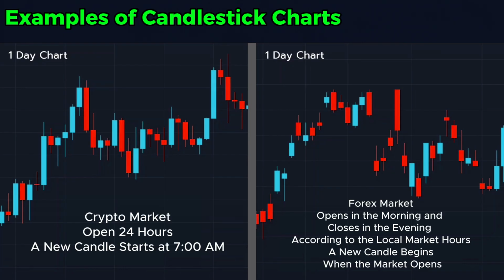Therefore, suppose this stock starts at 7 a.m. and then at 6:59 a.m. of the next day, the stock will end. And then at 7 a.m., the new stock will continue to rise.